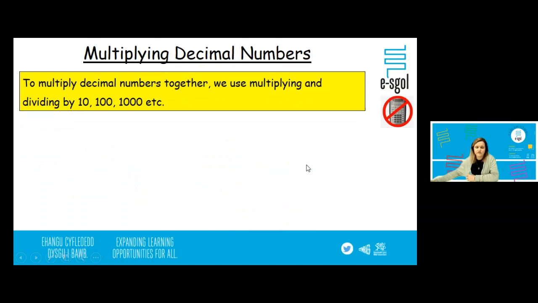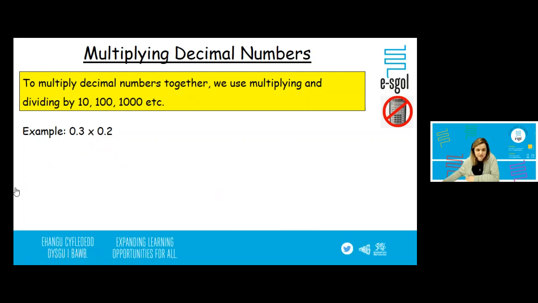Okay, so moving on from fractions, we also need to be able to multiply decimals within this topic. So we're going to have a quick look at that, and then we'll be on to our probability work. To multiply decimal numbers together, we use multiplying and dividing by 10, 100, 1,000, etc. So the first question I've got here is 0.3 multiplied by 0.2.